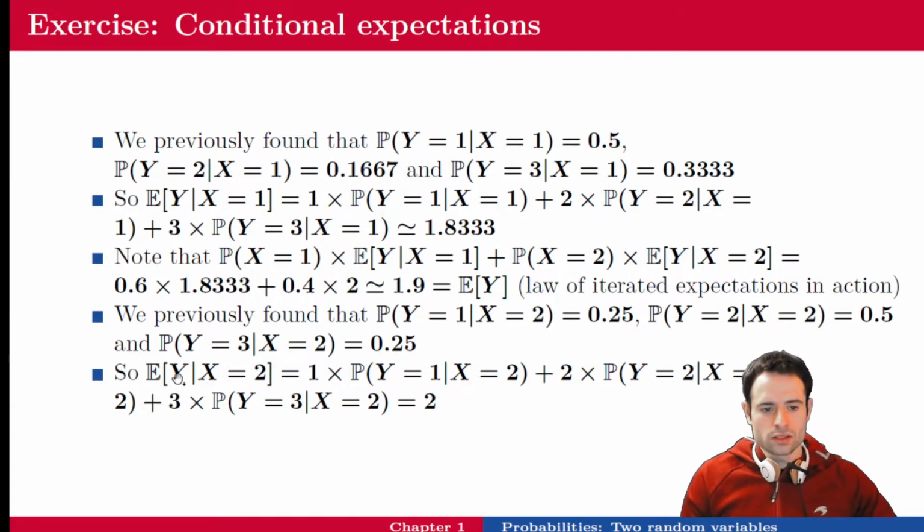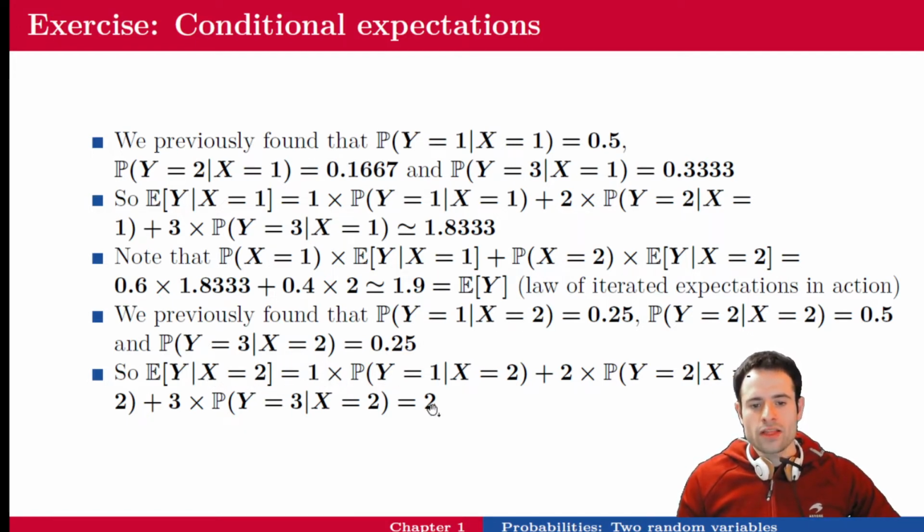This second part is actually the expectation of y given x is equal to 2. So now I need to include all the probabilities that contain the condition x is equal to 2. And that's how I got this number 2. And this number 2 is the one used here. I should just swap these two bullet points, I guess.